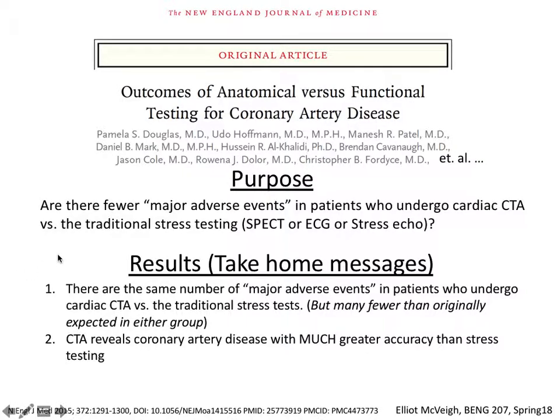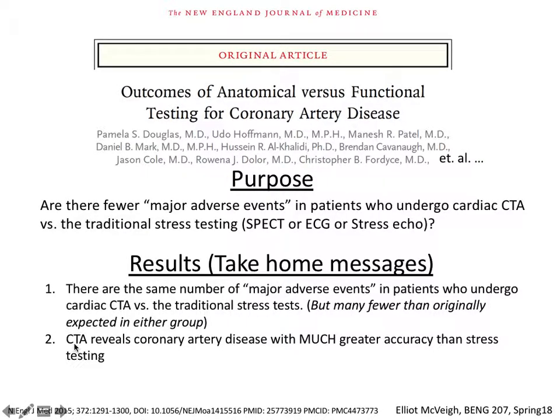As we'll see as we go through this, this paper showed that there are the same number of major adverse events in patients who underwent cardiac CTA versus traditional stress test. There was no difference in the number of events that occurred. But they were only tracked for 18 months after the original visit, right? They weren't tracked out for 5 years to see if events build up. They were just tracked for 18 months, which is a bit of a weakness. The other thing was many fewer events than originally expected in each group. So there were way fewer events than they thought they were going to see.